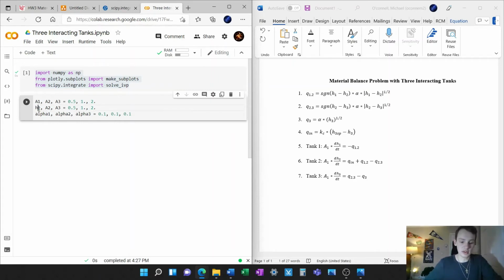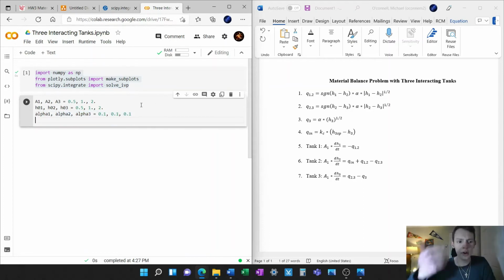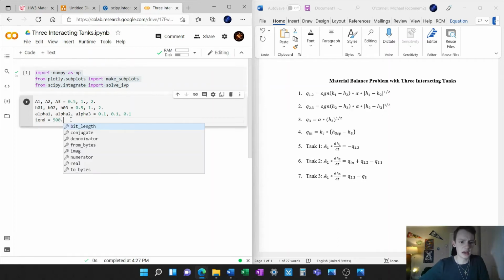And we want to change these to H1, H2, H3. And I'm going to put a 0 in front of those because those are the initial heights. So I just want to make sure that that's clear, right? That those are our initial heights. We don't have to do that for the cross-sectional areas or alpha because those are constant. We are going to run this for some time interval. We'll start at time 0, but let's put an end time, like 500 seconds or something. And I think that should be good for us.